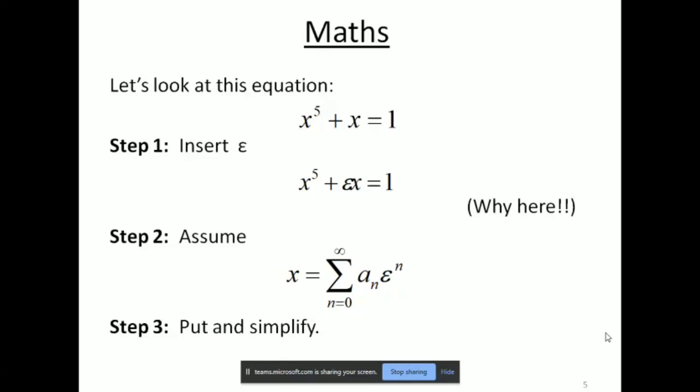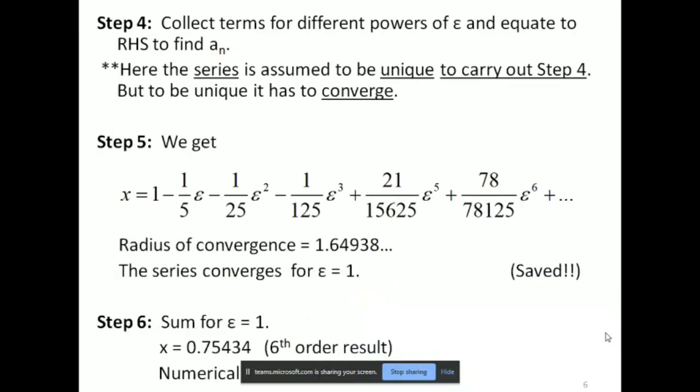So you see, this unperturbed problem is actually one of the boundary conditions I'm applying in this series, x is equal to the sum of a_n times epsilon to the power n, such that I can get further coefficients a_n. So here is one of the things that I skipped.